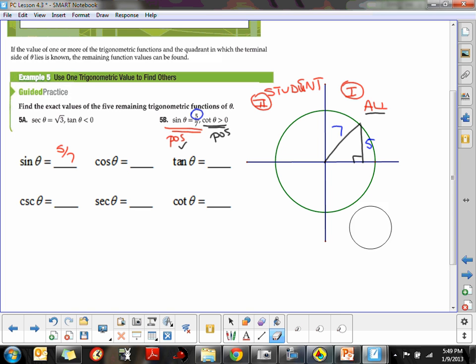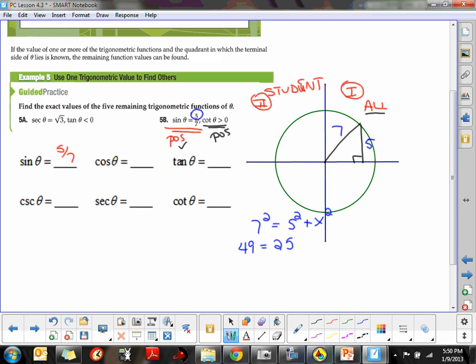So from there, we can figure out the adjacent side by using the Pythagorean theorem. So 7 squared equals 5 squared plus whatever the x value squared is. So we'll have 49 equals 25 plus x squared. That means x squared has to equal 24. So that means x is equal to the square root of 24.